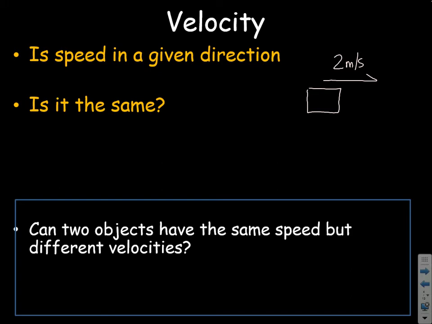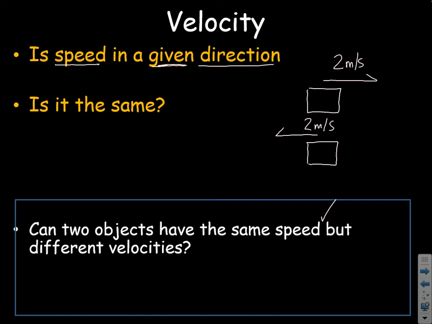However, if I have a second box, and this box is moving again at the same speed, 2 meters per second, but instead it is moving in the opposite direction, then you can see they both are moving at 2 meters per second, so they have the same speed. However, they have different velocities, because velocity is speed in a given direction. So the direction is very important for velocity, whereas it isn't for speed.